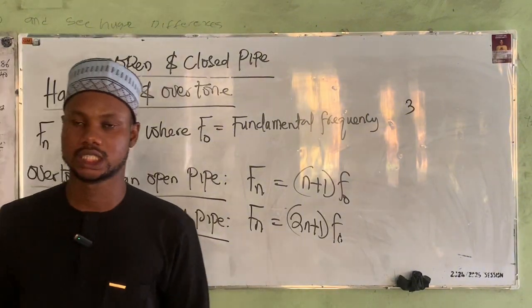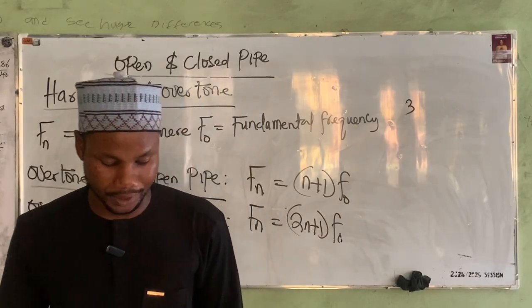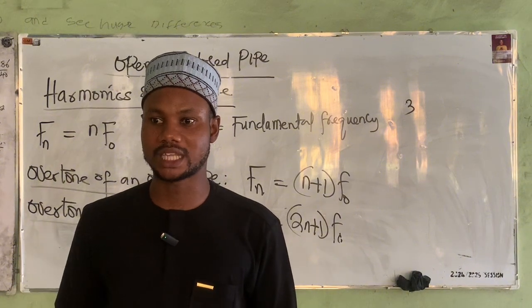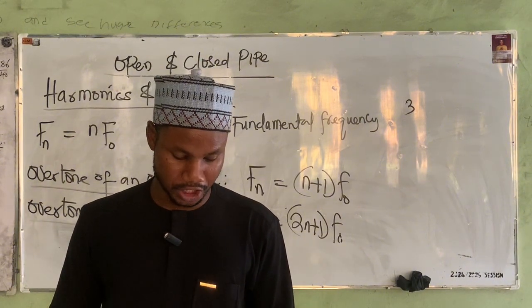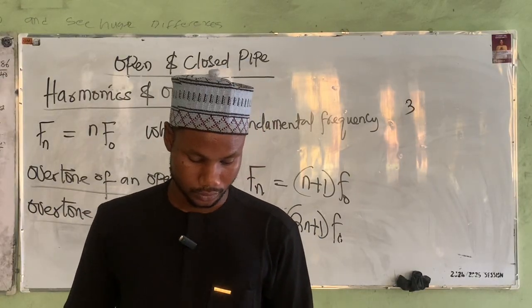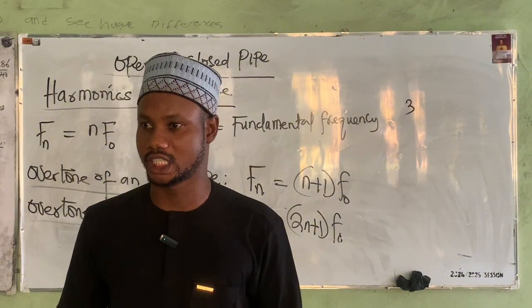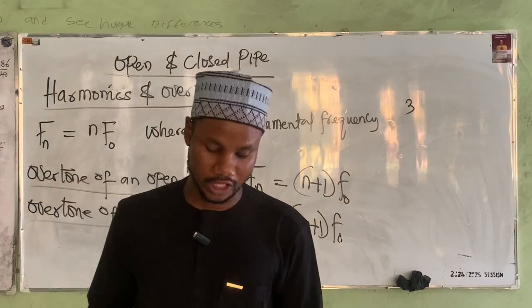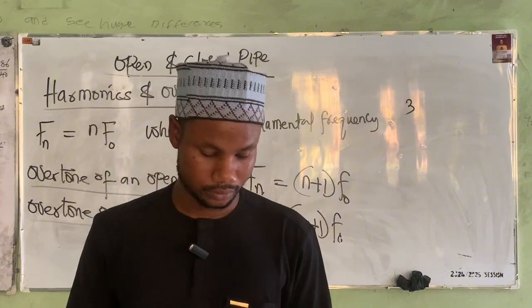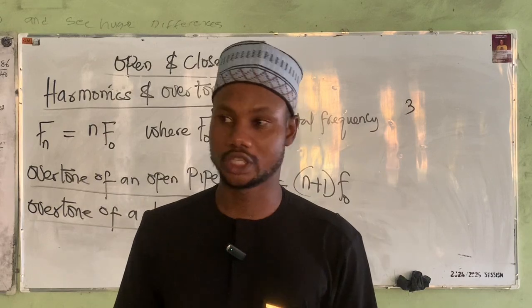What is A? Fundamental frequency of the pipe. B. Second harmonics of the pipe. C. The fourth overtone frequency. Did you get the question?